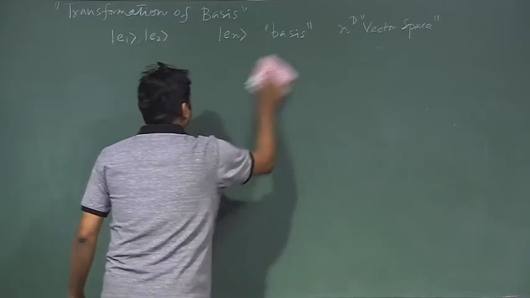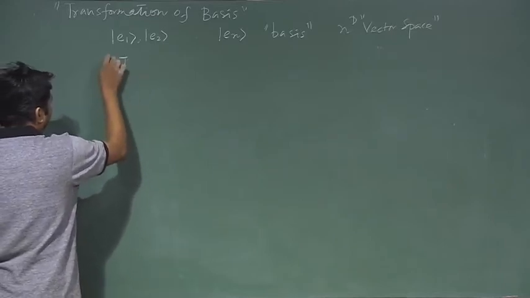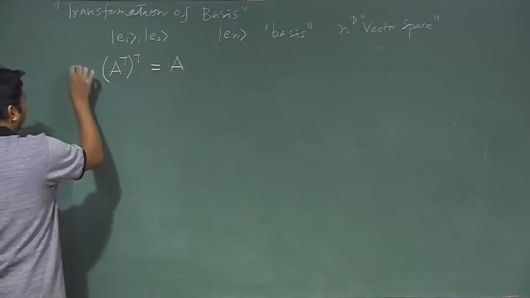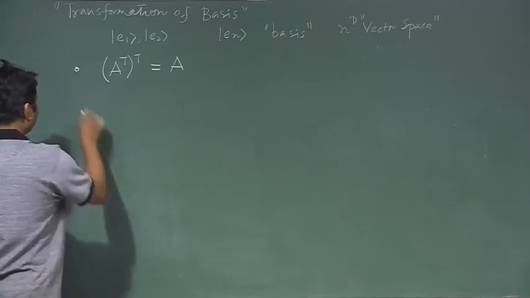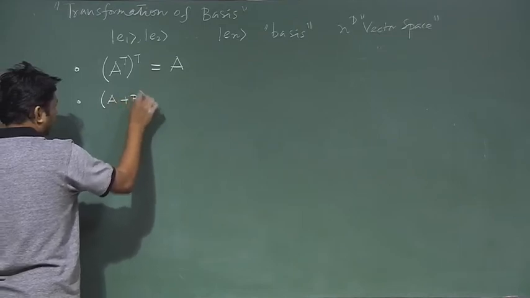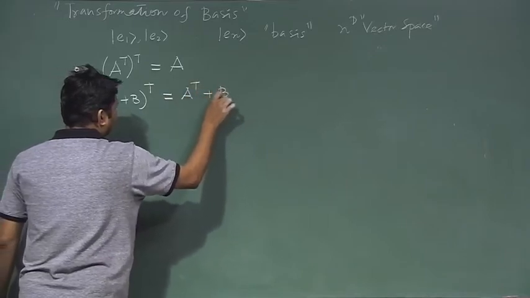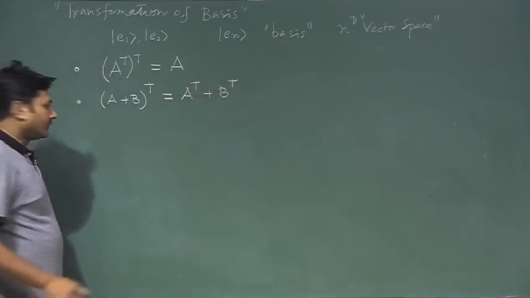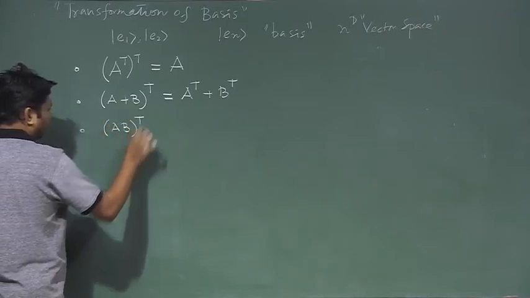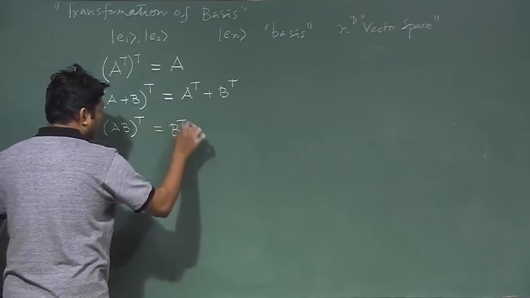Apart from that, there are some matrix relations. For example, if I make a transpose of A transpose, it will give me the same matrix A. This is a property of transpose which is also important. Then A plus B, two matrices A and B, when I make a transpose, it is the same as A transpose plus B transpose. Third is the multiplication, AB whole transpose. If I want to make this, it is B transpose A transpose.